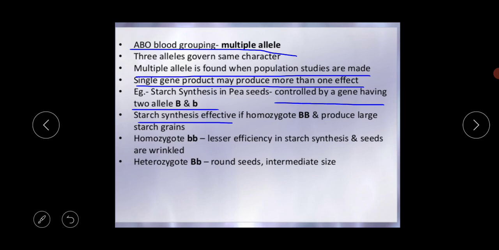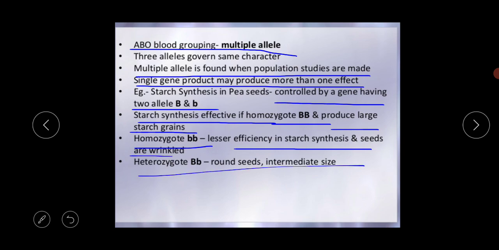Next, the starch synthesis is effective if the genotype is homozygous capital B, and it produces large starch grains. Homozygous small b has lesser efficiency in starch synthesis, and the seeds are wrinkled. The heterozygous capital B small b has round seeds and an intermediate size. So the most optimum case is when the gene is homozygous capital B, when the alleles present within the starch grain are capital B, so it will be more favorable for the farmers.